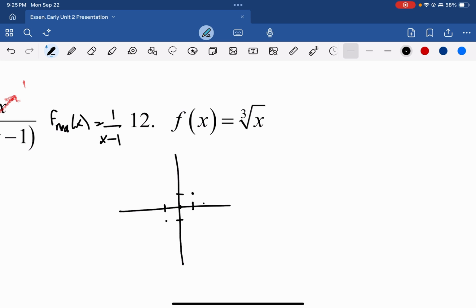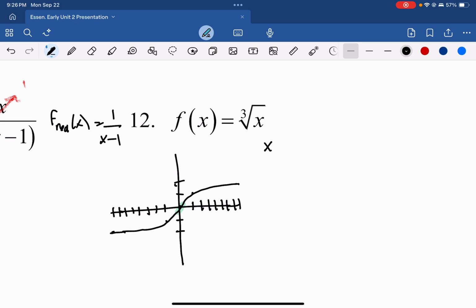Okay, so 3, 4, 5, 6, 7, 8. Same thing, 1, 2, 3, 4, 5, 6, 7, 8. I plug in negative 8, I get a negative 2. So this graph kind of looks like this. Okay. And kind of the spot in question is right here, at 0.